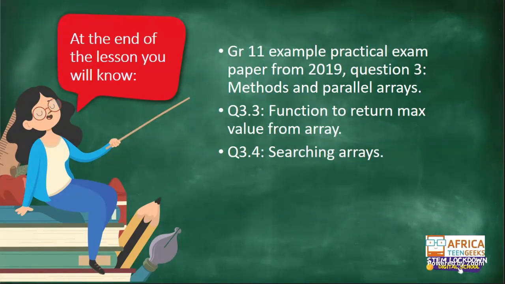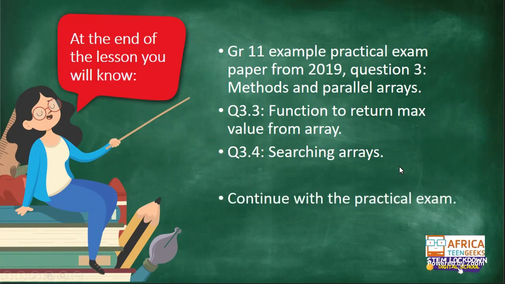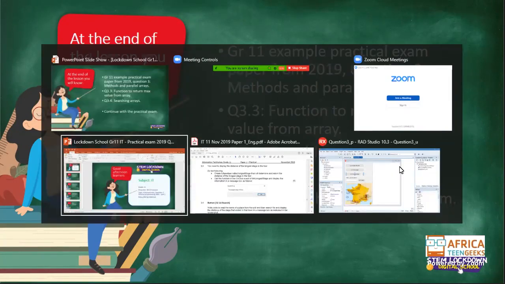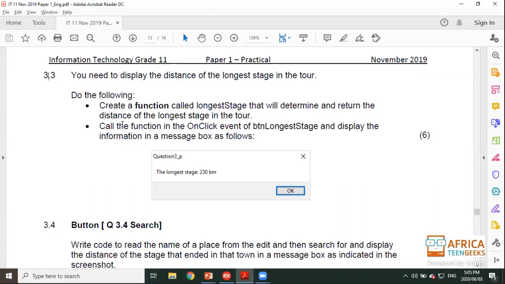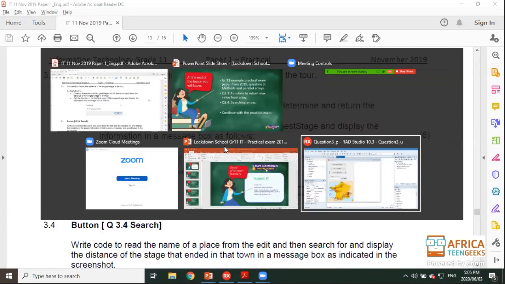And then the other one, 3.4, is where we will search an array. Somebody will type in the name of the town in an edit, and we will take that edit and search the array until we find a match, and then we'll display the corresponding contents of both arrays. If you're ready for that, I will move on to my exam paper. So it's 3.3 now, and over here is my project.